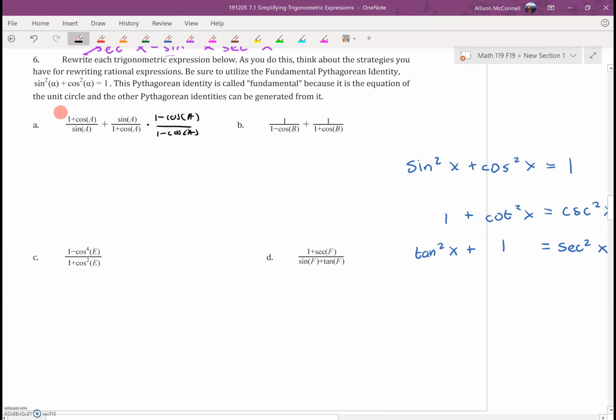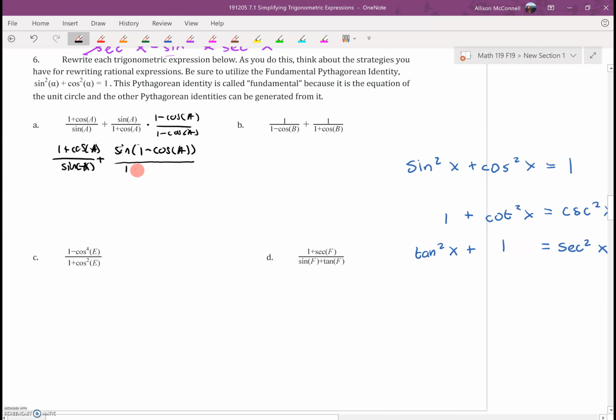I'm just going to ignore this right now. I'm going to keep writing it with everything, but I'm only going to be working on this side, so as to not introduce too many new changes. So I get 1 plus cosine of A over sine of A. And then I don't typically multiply stuff together in the beginning because I really want to see if something's going to divide. So I leave it just in a factored form.